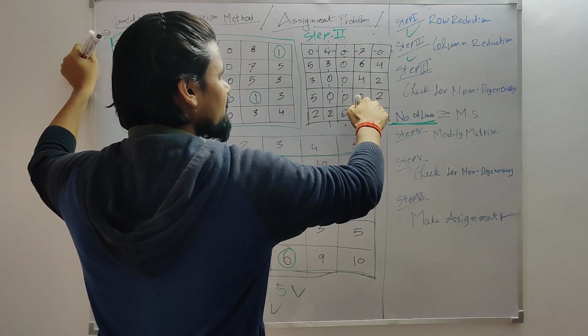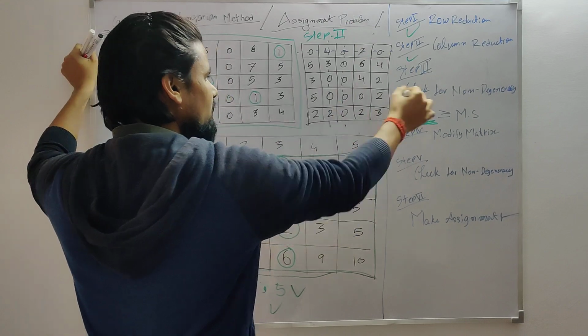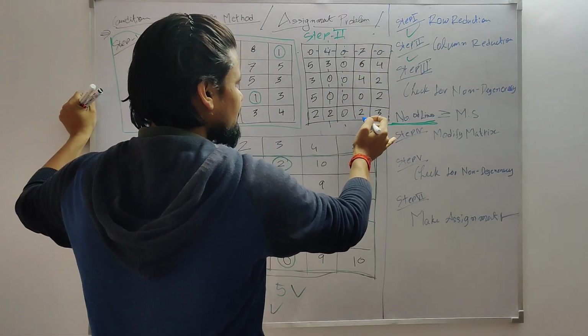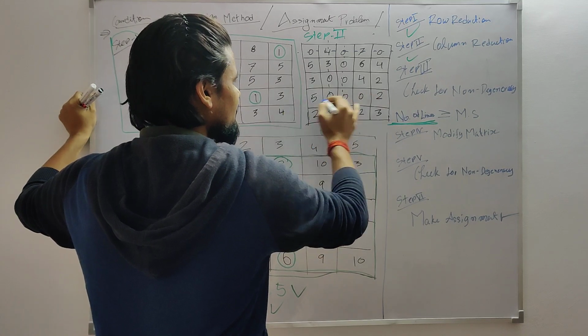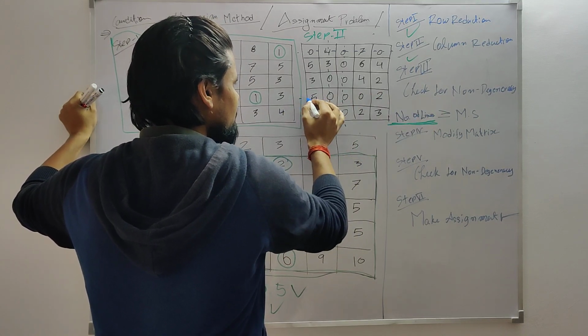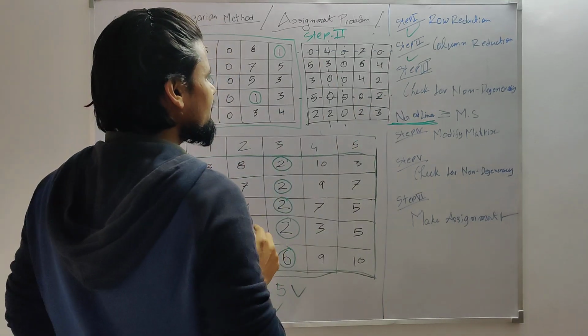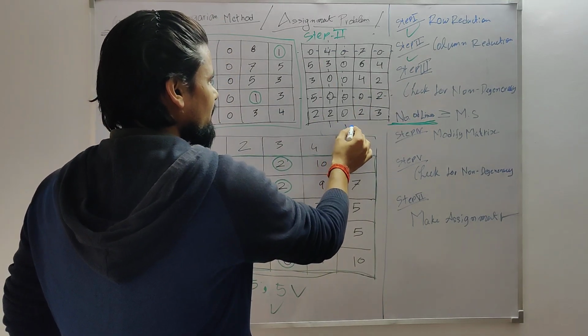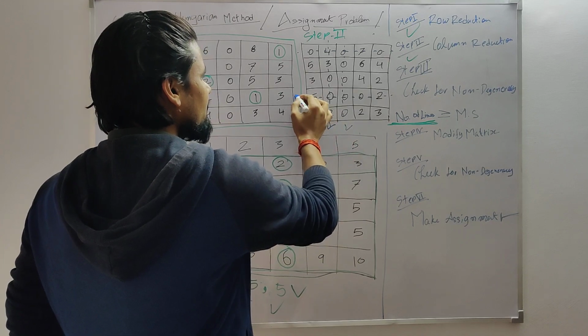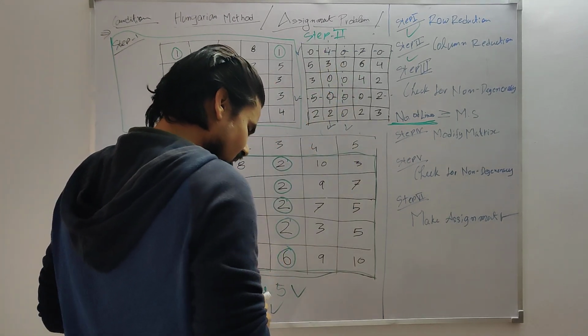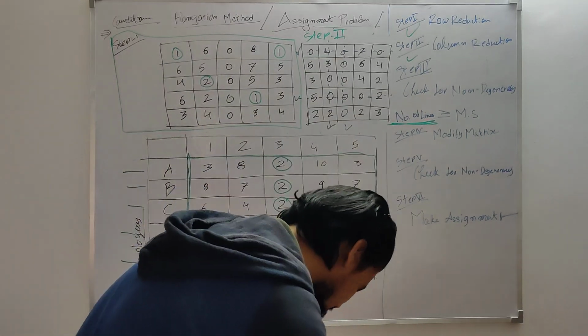And now over here also I can draw a line like this, or I can draw a line like this. If I draw a line like this, it will connect only 1 zero. If I draw a line horizontally, it will connect 3 zeros. So my final line is this. How many lines do I have here? 1, 2, 3 and 4. So over here I have 4 lines.